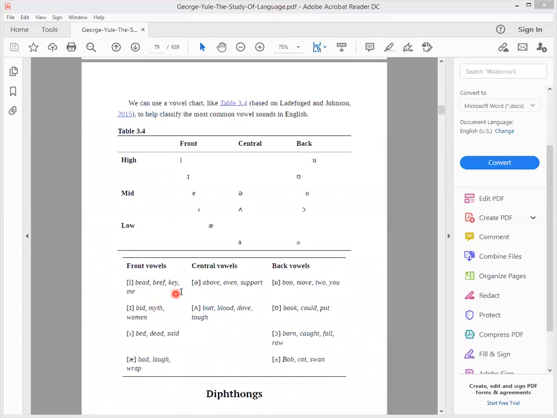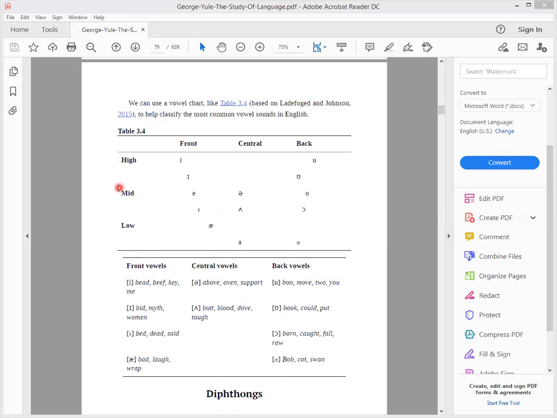So we have this. Then our next sound is a mid front vowel, as in bad, dead and said. Then we have our low front vowel.